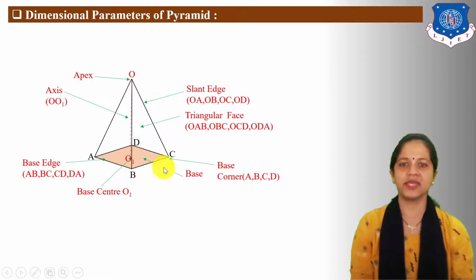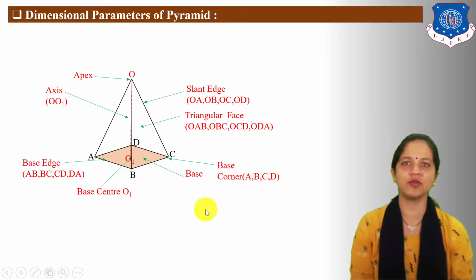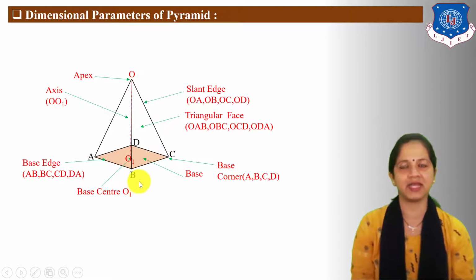OAB, OBC, OCD and ODA are triangular faces. Now, any pyramid has triangular faces and the number of triangular faces is equal to the number of base edges. Also, the number of slant edges in any pyramid is equal to the number of corner points or base edges.